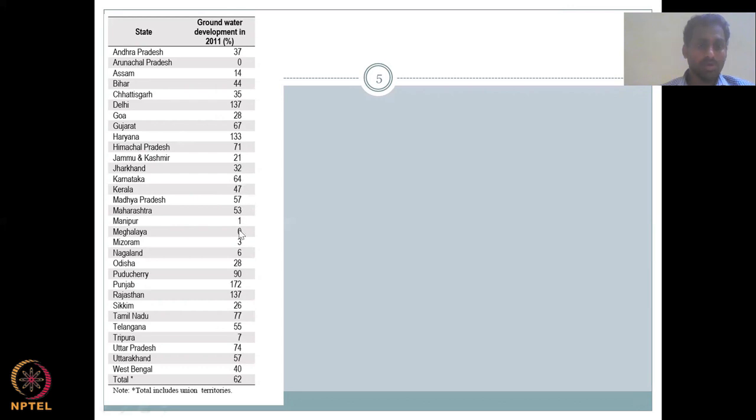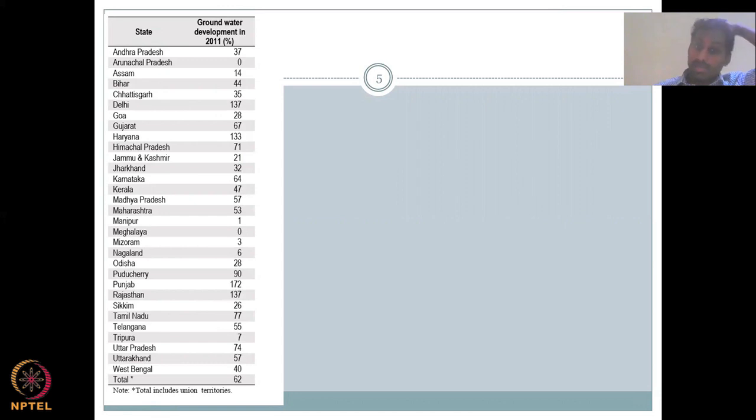And when you come down, another one at 90 is Puducherry, a very small state. There's a lot of agricultural activities there, and also urbanization. Punjab is purely driven by agriculture, and you could see a lot of agricultural activities supported by groundwater. So groundwater has to be managed as much as in Rajasthan and other states.